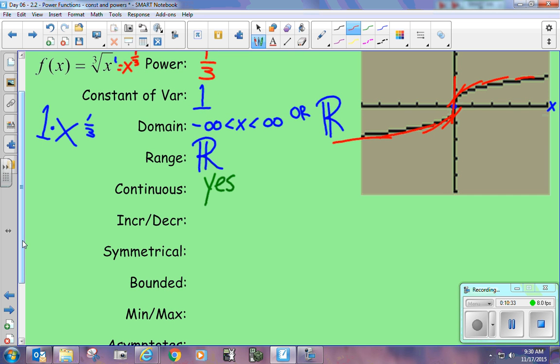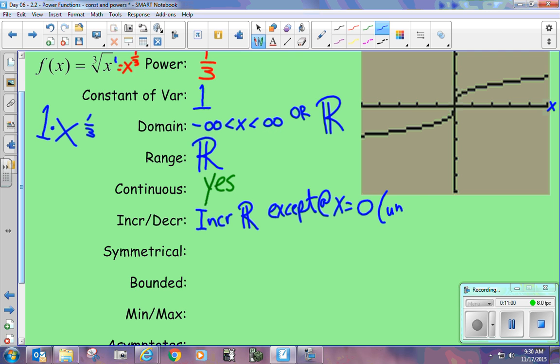So we can write that. All right? We can say it's increasing on all real numbers except at x equals 0. It's undefined. That's a tricky one.